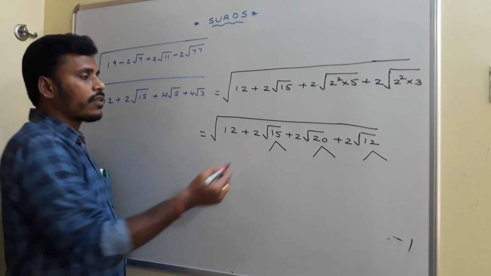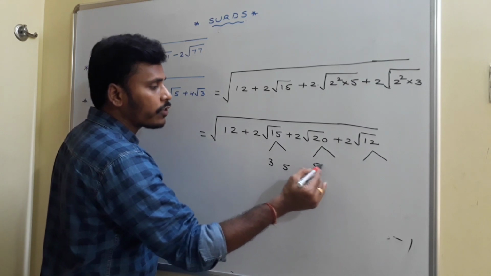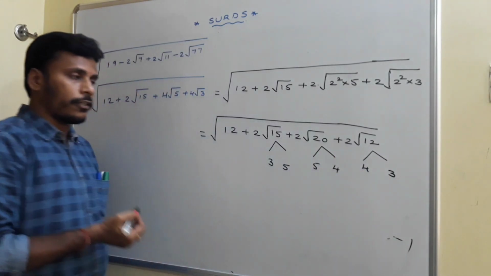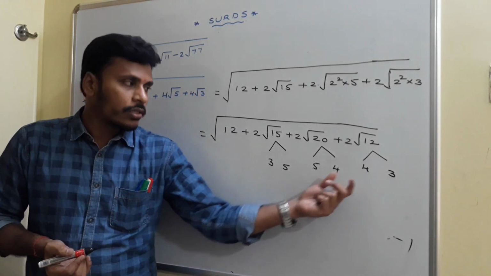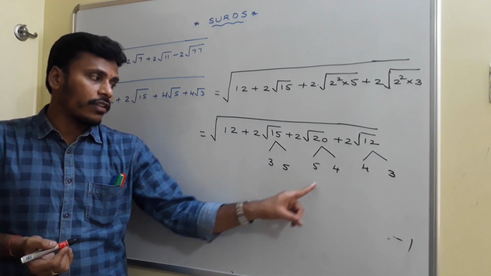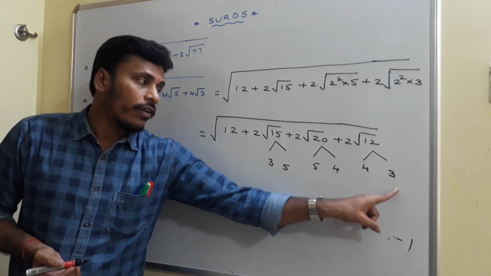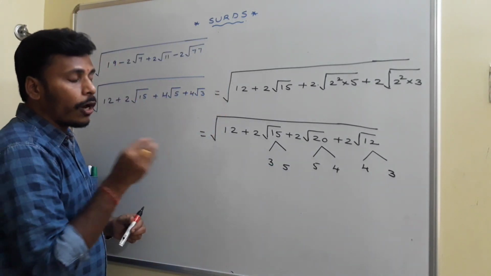Right? Now I am writing this 15 as 3 5s and this 20 as 5 4s, whereas this 12 as 4 3s. Observe it. If you observe, 5 is common for these two, 4 is common for these two, whereas 3 is common for these two terms. Not only that, also we need to observe one more thing.